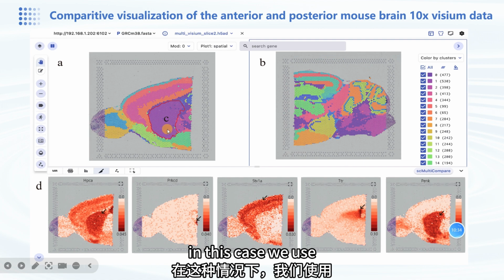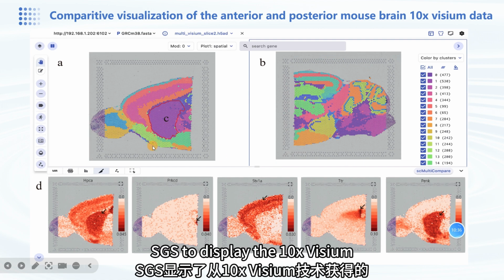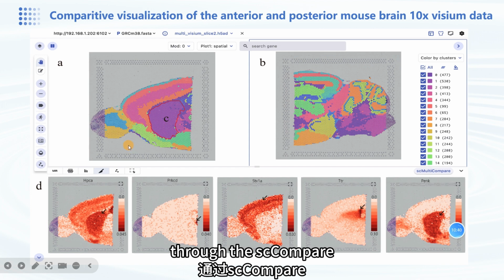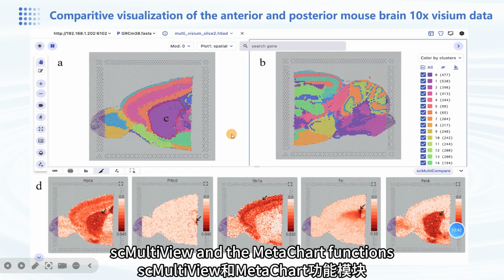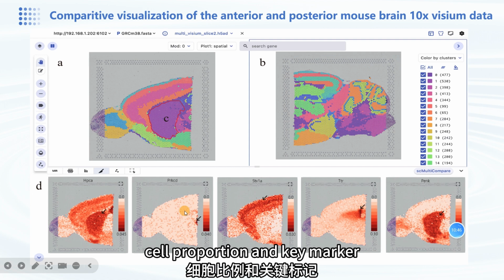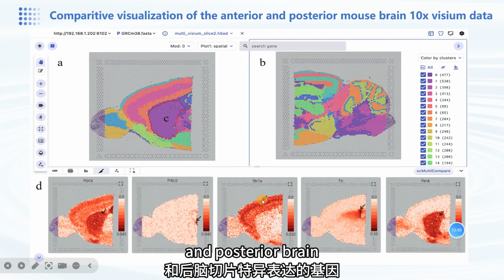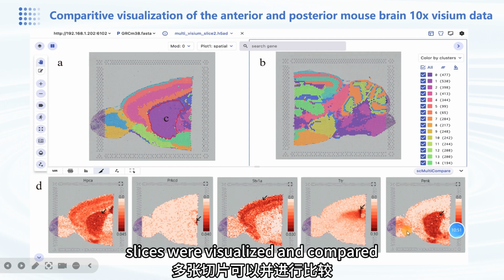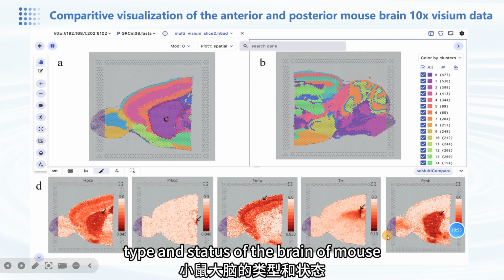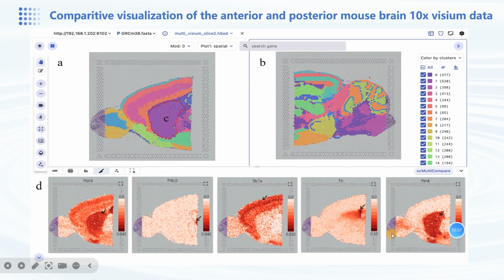In this case, we use SGS to display the 10x Visium multi-sample data of mouse brain. Through the SCUMPARE, SecMultiView, and the Tatchard functions, the spatial heterogeneity, cell proportion and key marker genes of the cells in the anterior and posterior brain slices were visualized and compared, providing valuable insights for exploring the type and status of the brain cells of mouse.